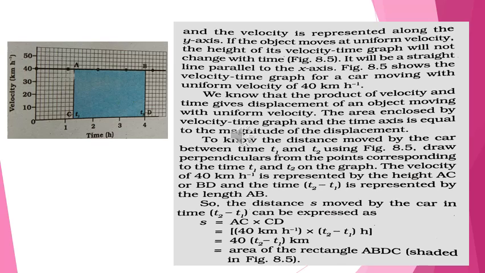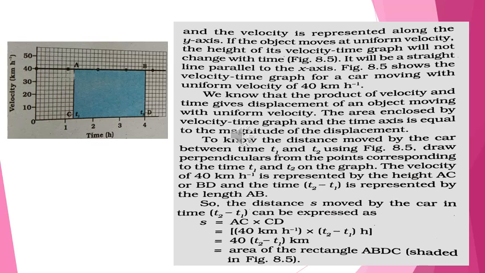Now the figure shows the velocity time graph for a car moving with uniform velocity. You can see on the graph 40 km per hour. We know that the product of velocity and time gives us the displacement of an object moving with uniform velocity, and the area enclosed by the velocity time graph and the time axis is equal to the magnitude of the displacement. The area in blue color represents the magnitude of the displacement.